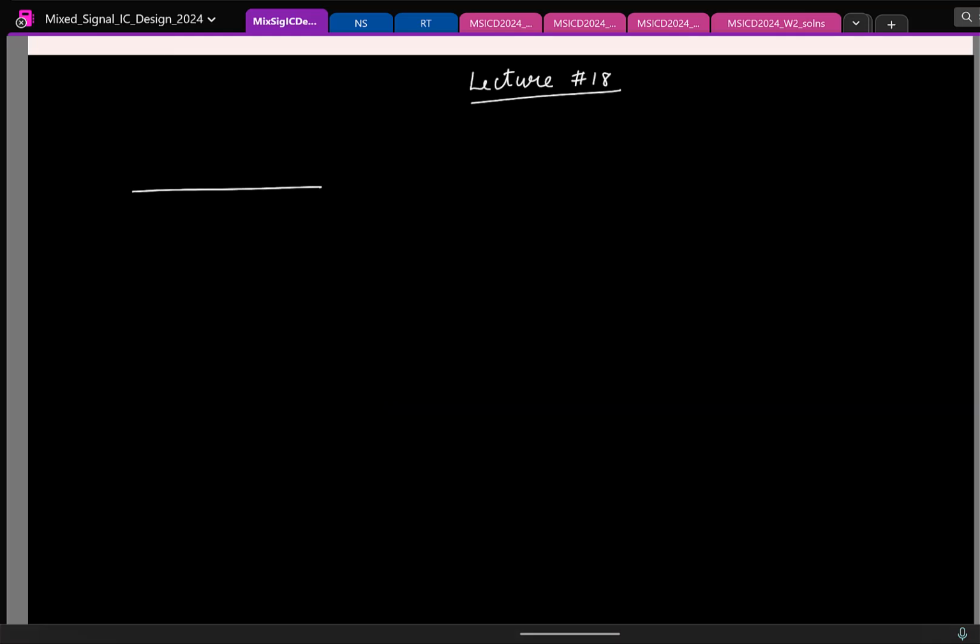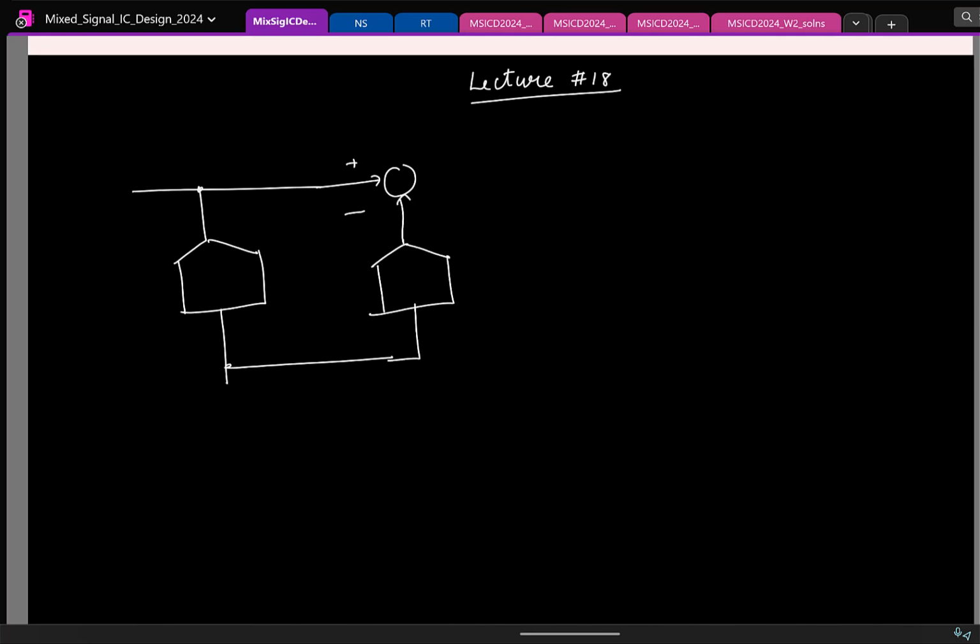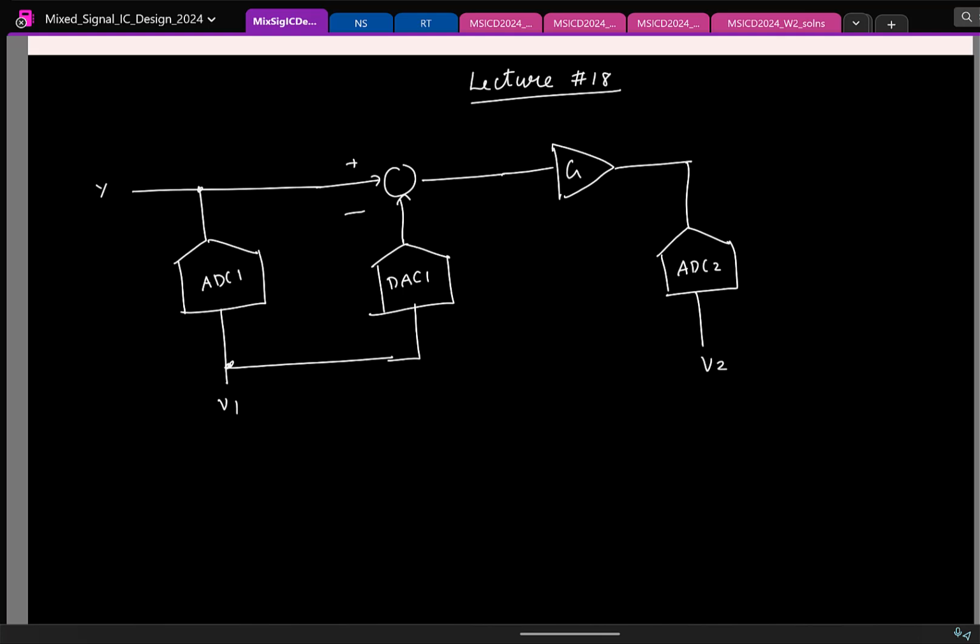For that, let me draw a 2-stage pipeline first. Let us say this is the first ADC. You basically have a DAC here. Let us say this is Y, this is ADC1, DAC1. You amplify this and then give it to the second-stage ADC. And if the ADC has a resolution of D1 bits, what will be the gain you use here, the maximum gain?